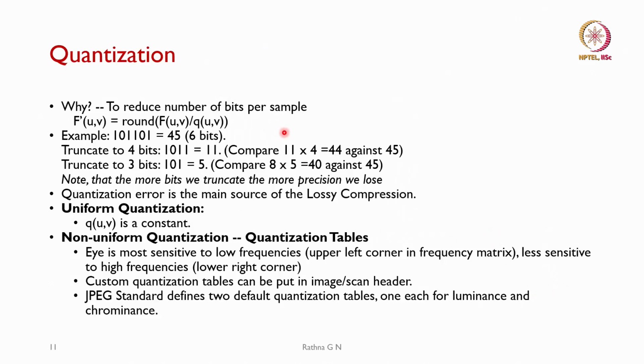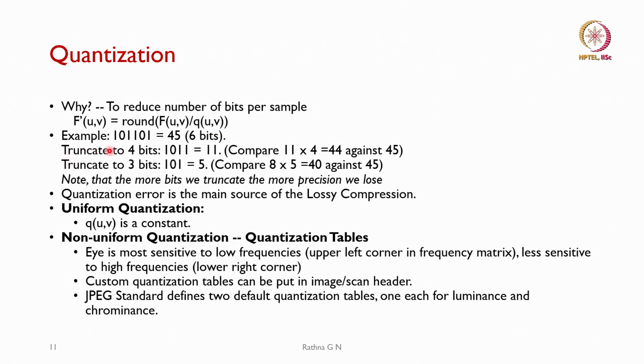Coming to quantization, the next step in our JPEG compression is basically quantization. Why do we need quantization? That is to reduce the number of bits per sample. As we know, if 7 has to be represented, we need 3 bits, 111. If I have to represent 0, 1 bit is sufficient. So, that is how we can do the reduction.